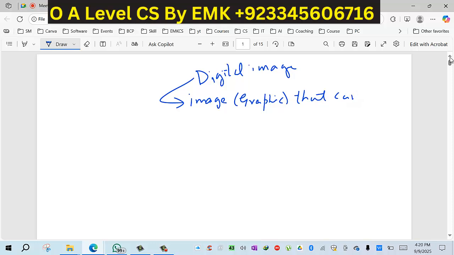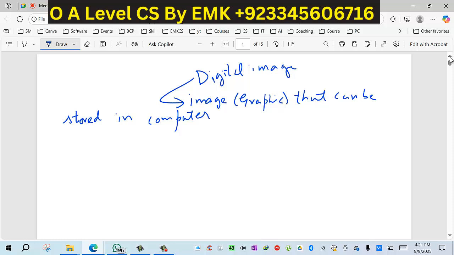that can be stored in computer, कि जिनको हम लोग कंप्यूटर में स्टोर कर सकें या डिजिटल मशीन में स्टोर कर सकें, मोबाइल फ़ोन में स्टोर कर सकें. We call them as digital image, ठीक है, whether you're talking about laptop, whether you're talking about a mobile phone. So digital image क्या हुआ हमारे पास? Image or graphics that can be stored in the computer.